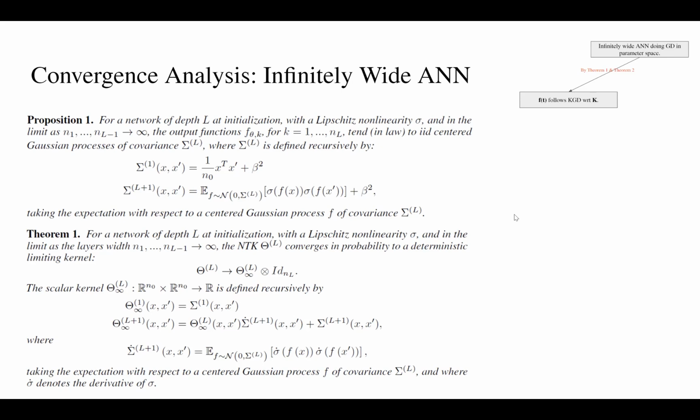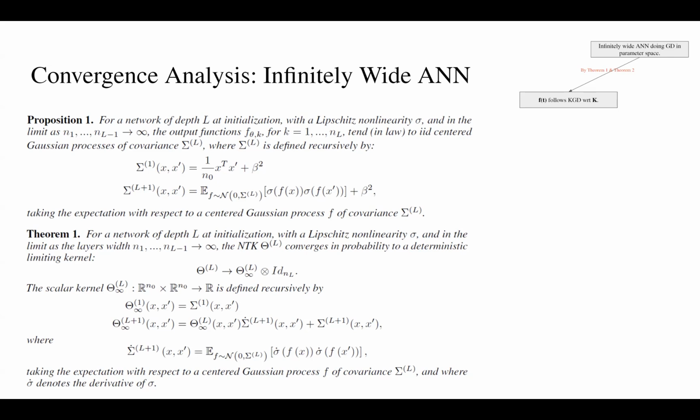And then let's come to theorem 1. With the same conditions, we can conclude that the neural tangent kernel theta L will converge in probability to a deterministic limiting kernel. So theta L will converge to this term here. The second term here is just the identity matrix, and the first term, as you can see from below, only depends on the number of layers in the network, the selection of the activation functions, and also the variance of the parameters.